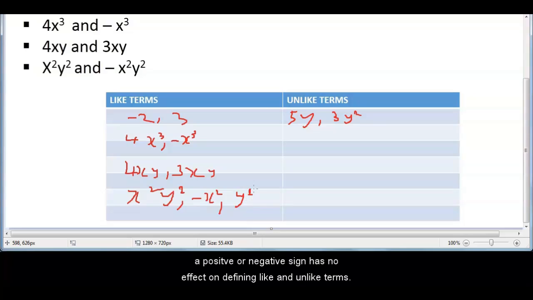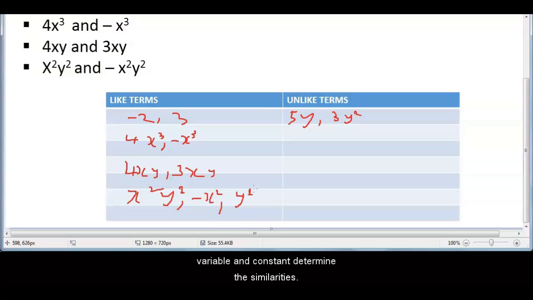A positive or negative sign has no effect on defining like and unlike terms. So x square y square and minus x square y square are like terms. Variables and constants determine the similarity of terms.